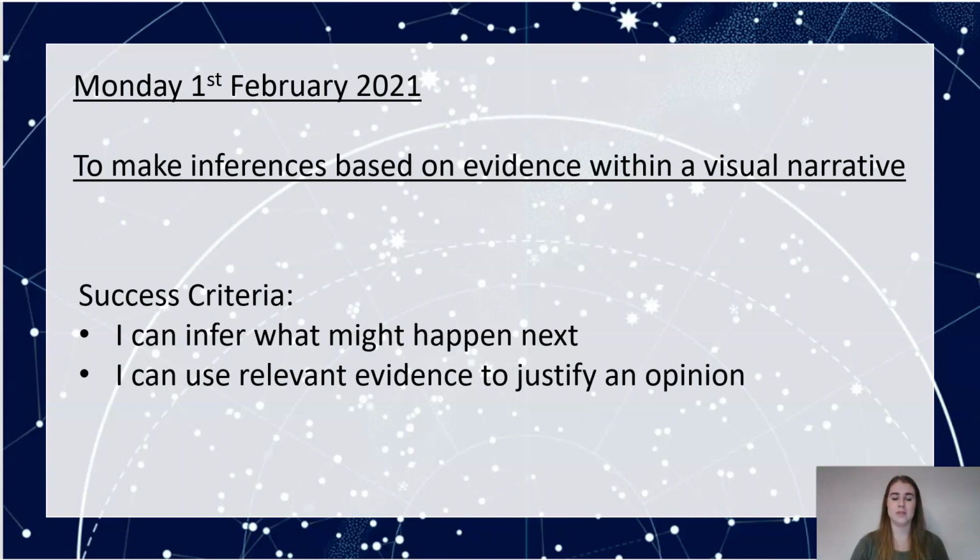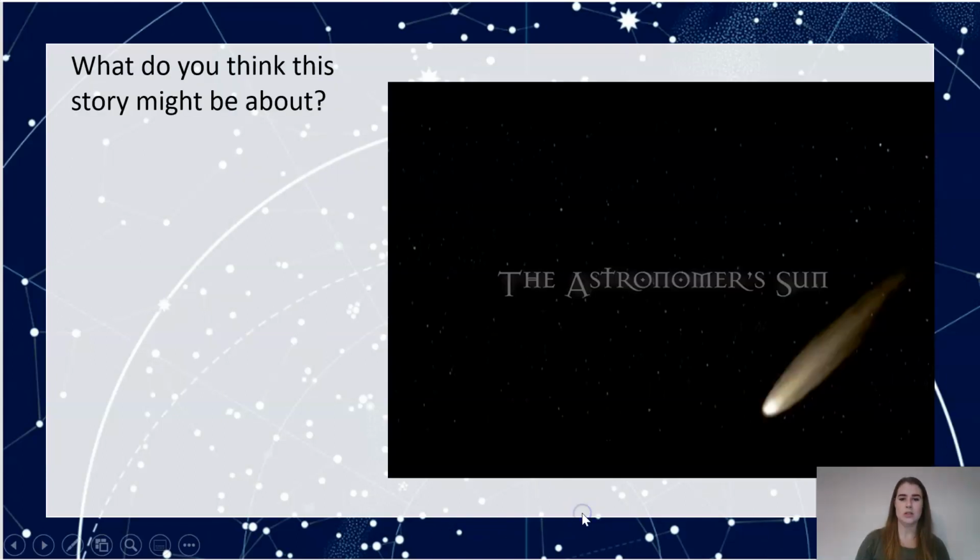Okay, so for this lesson we need to be able to infer what might be happening next in each part of our story. And you need to be able to use relevant evidence that you can see or hear that's going to help justify your opinion as to why you think that helps your prediction. So, you have all the questions in front of you that you will need for this lesson, so make sure that you've got them all in front of you.